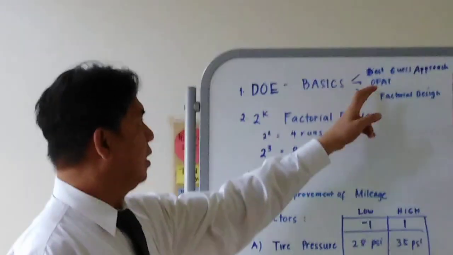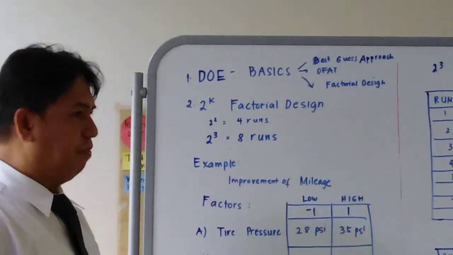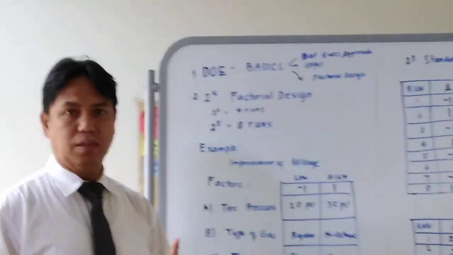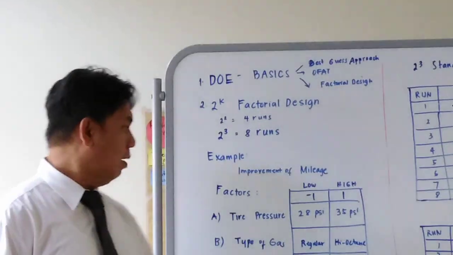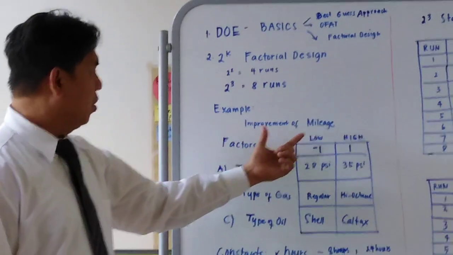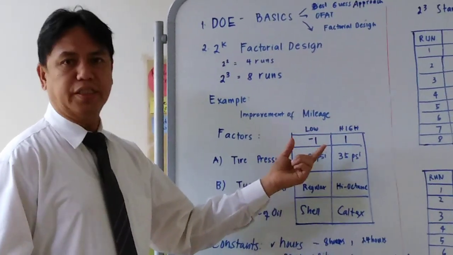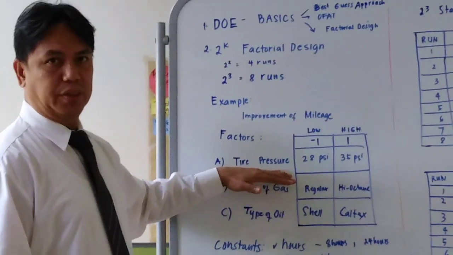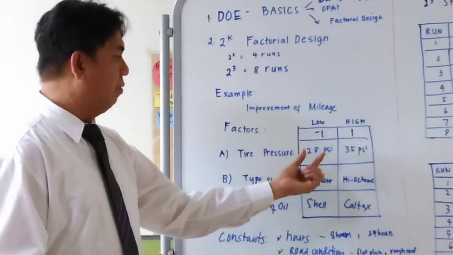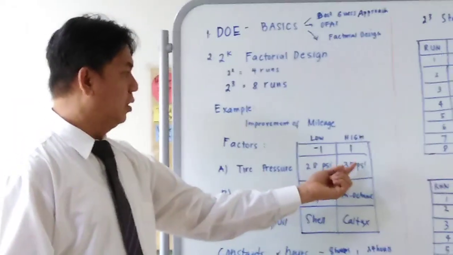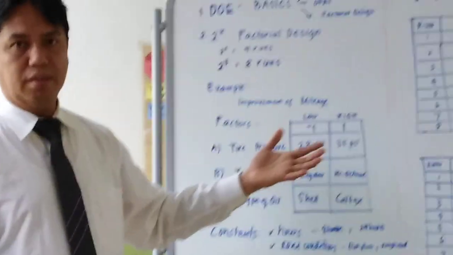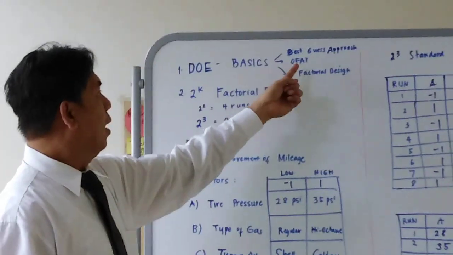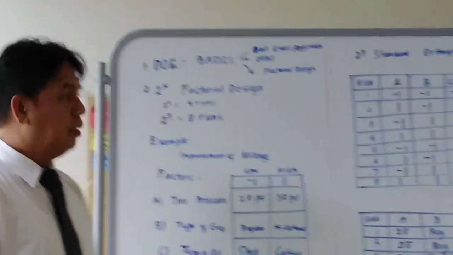OFAT is one factor at a time. There are different factors, and the experimenter will choose only one factor, and all the others are constant. For example, if we are going to improve the mileage of a certain car, I may choose only one factor, like tire pressure. I will vary it to 28 pounds per square inch or 35 pounds per square inch, and put all the other factors constant. That's why it's called the one factor at a time technique.